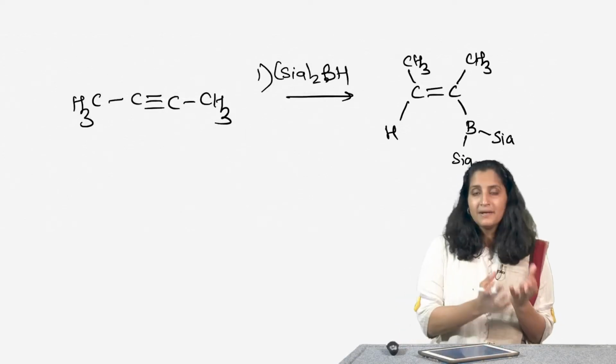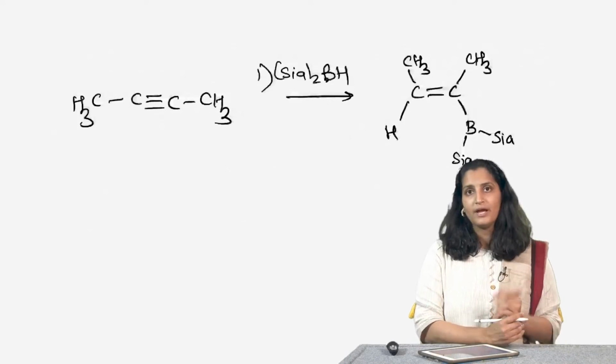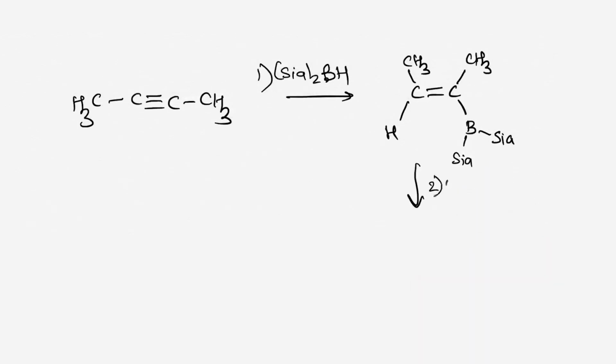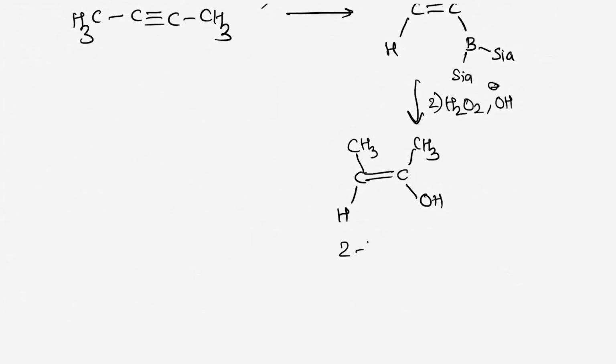Now, typically what we have seen is that wherever the borane is, that part will get replaced with the OH or hydroxide group. So, when I do the next step, which is addition of H2O2 and NaOH or OH minus, I will form this particular final product. Now, this particular molecule is 2-buten-2-ol, because you have an alcohol present, and butene because you have a double bond present.